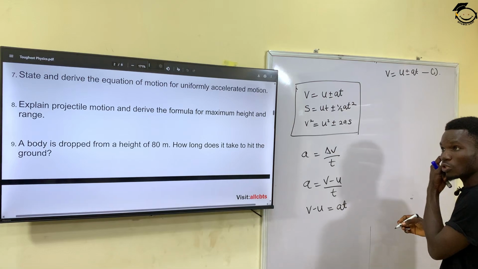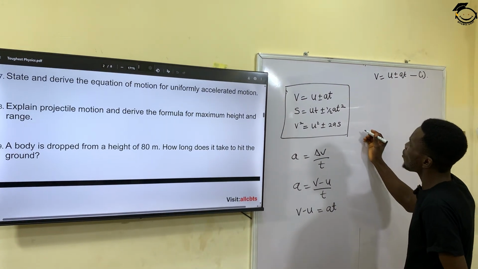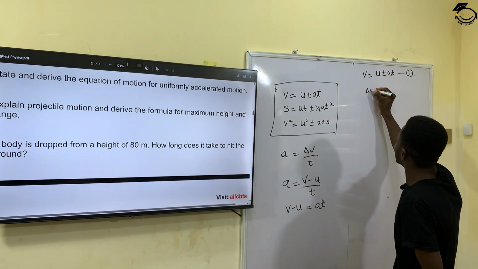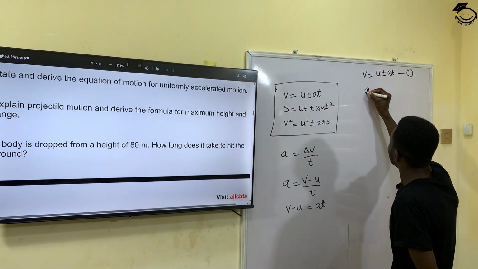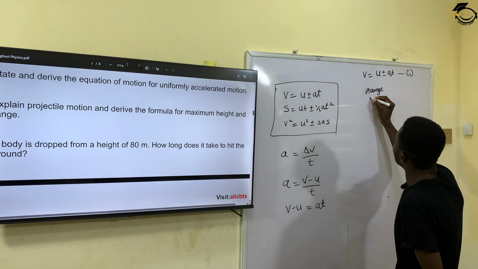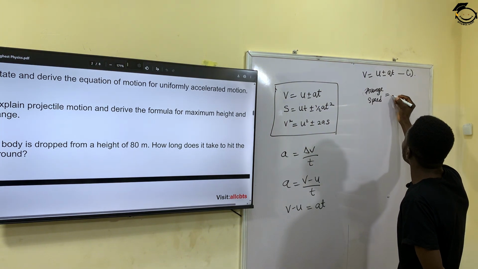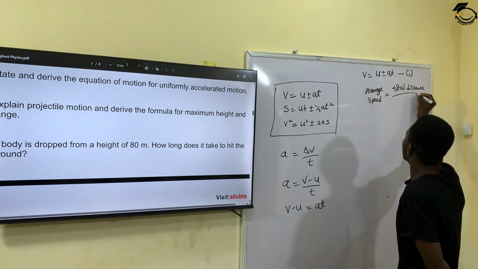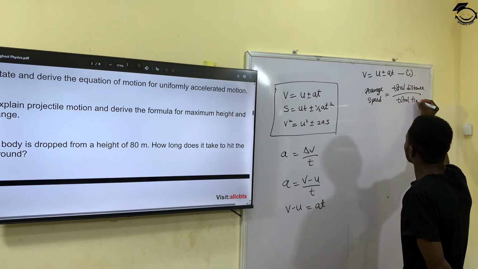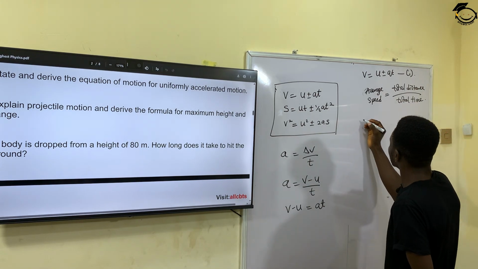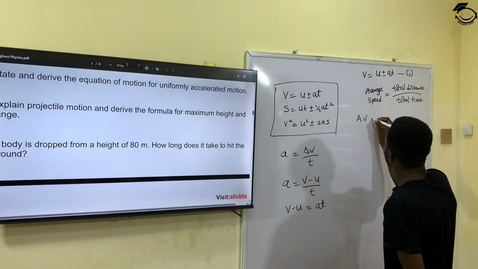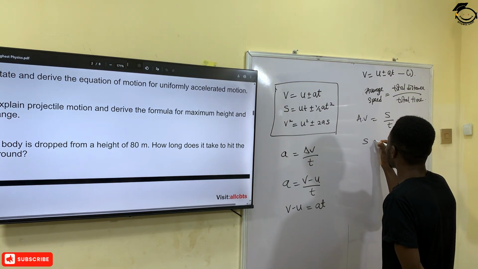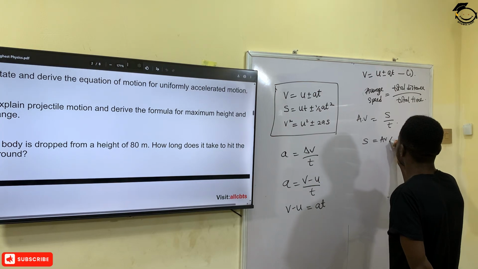The second equation of motion was gotten from our average speed. We know that our average speed or average velocity is equal to total distance over total time. This is the same as saying that average velocity is equal to distance over time. So this can be further rewritten as saying that my distance is equal to average velocity times time.